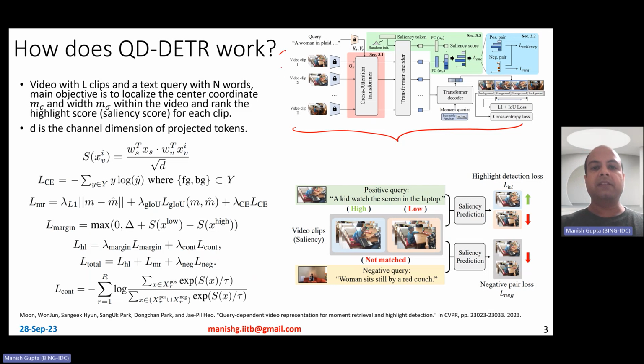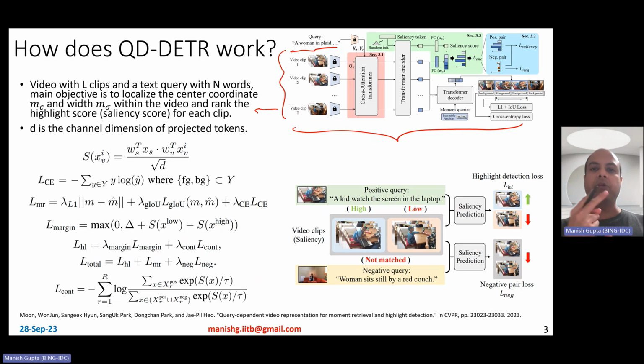The input essentially is a video with L different clips and a text query with N different words. The main objective is to localize the center coordinate MC and the width M sigma within the video. So moment retrieval effectively is about localizing the center of the moment relevant to the query, and also sigma, the width of the window around the center, which corresponds to the moment related to the query. Right? Also, the other part is to rank the highlight score for each clip.